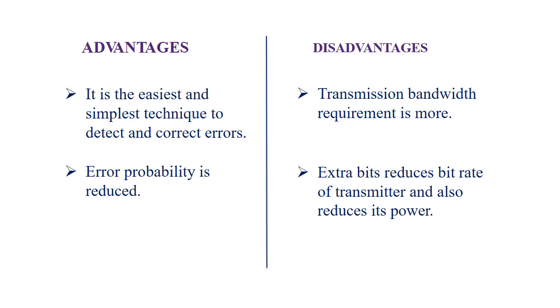Advantages and disadvantages. It is the easiest and simplest technique to detect and correct errors. The next advantage is that error probability is reduced. Disadvantages: the transmission bandwidth requirement is more, and the extra bits reduce the bit rate of the transmitter and also reduce its power.